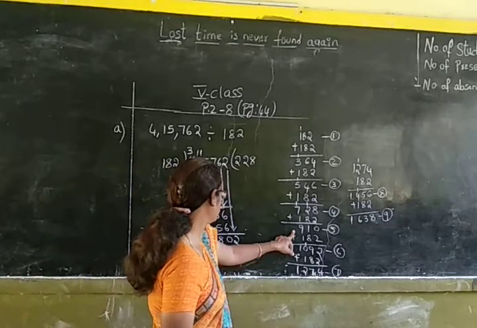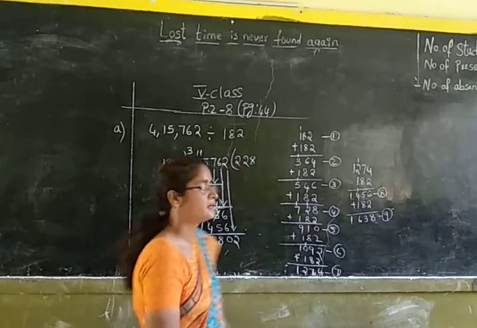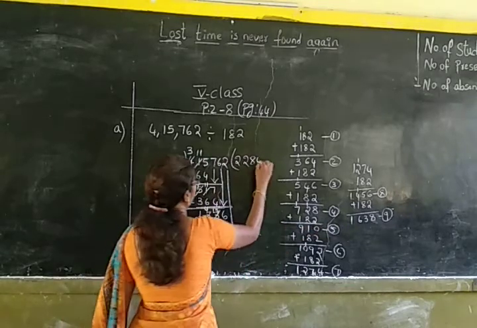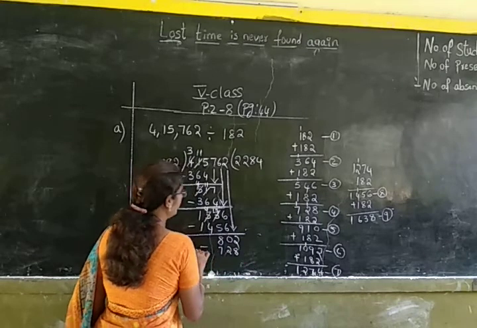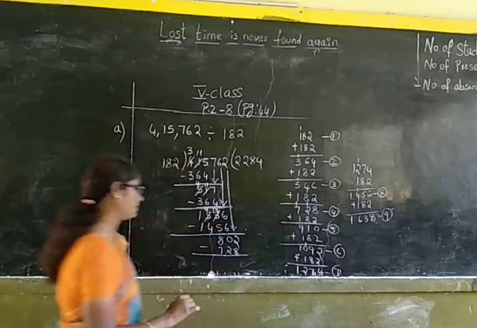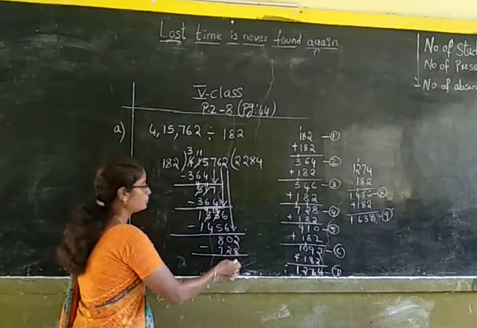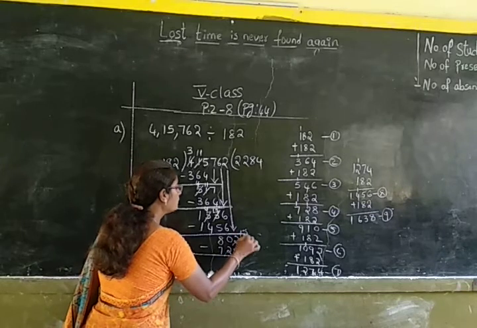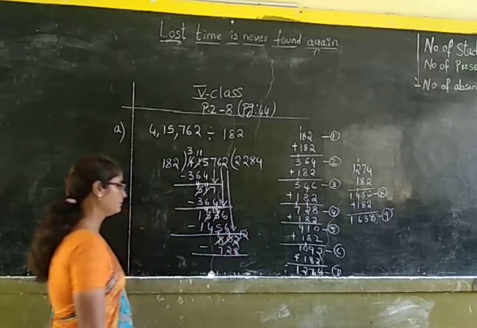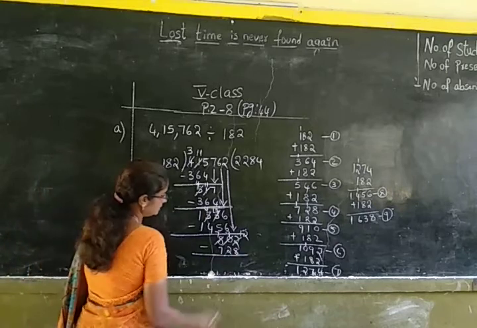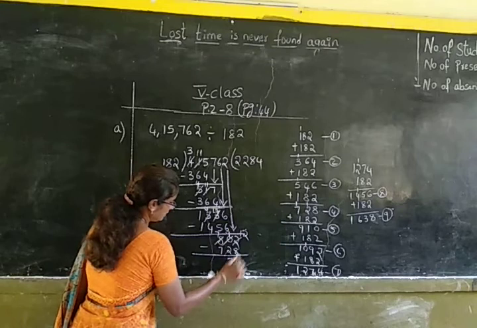If I take 910, it will be bigger. So I have to take 728, which is 4 times. Now I am going to subtract 728 from 802. So I can't take 8 from 2. So after borrowing, 2 will become 12 and 0 will become 9 and 8 will become 7. 12 minus 8 is 4. 9 minus 2 is 7.